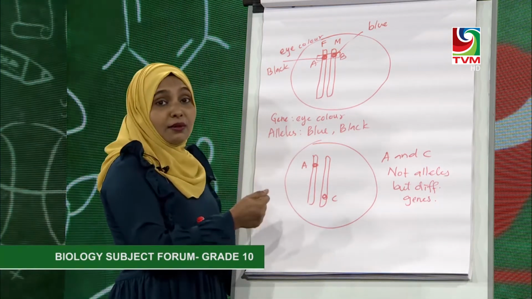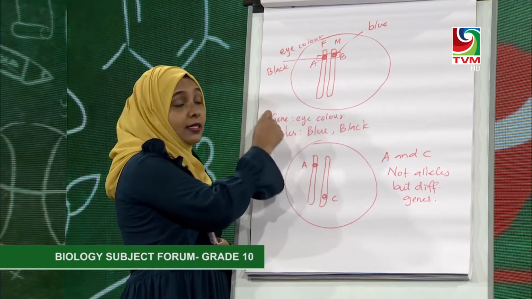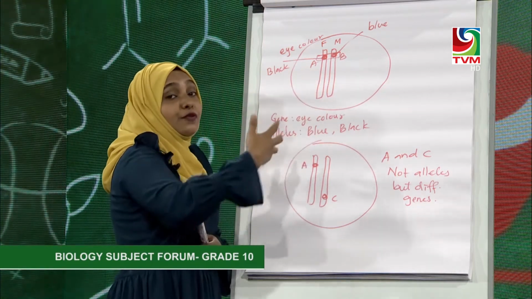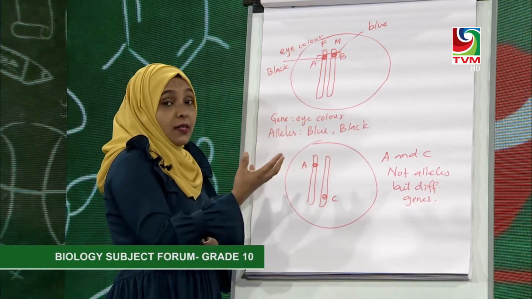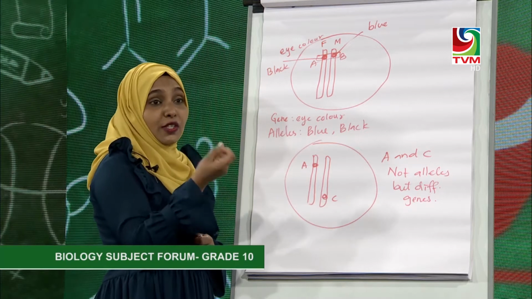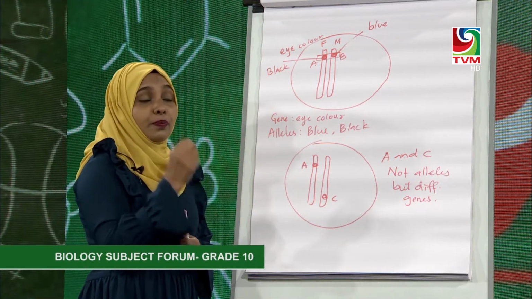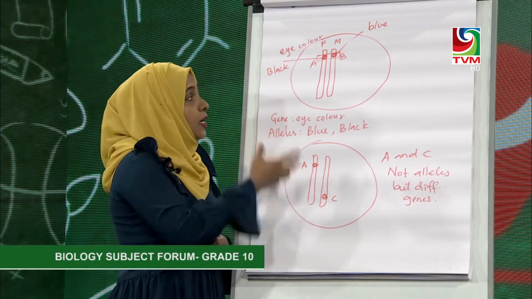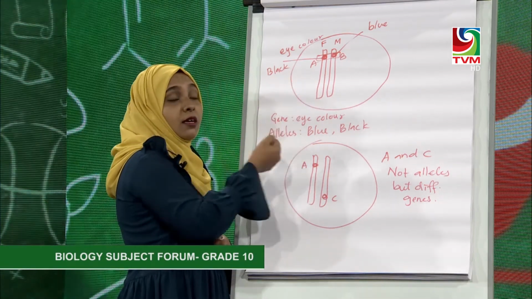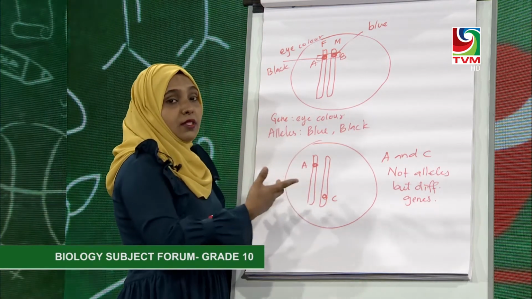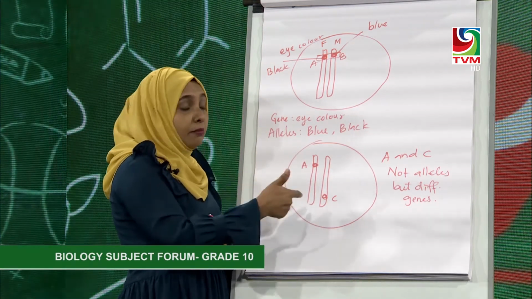If you get a diagram like this, A and B are alleles because they are alternative forms of the gene eye color. Eye color is the gene here because a gene is a section of DNA that is coded for production of a protein molecule. A and B are alleles because these are two alternative forms of the gene eye color, blue and black.